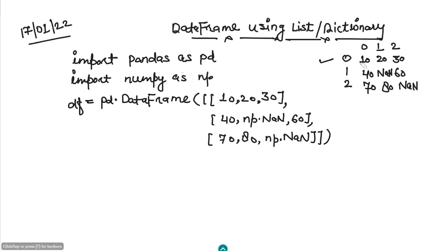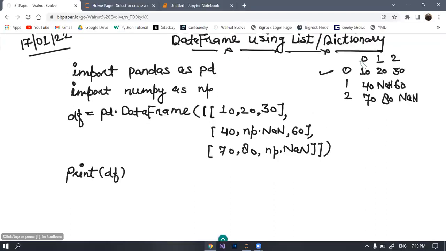So this is our data frame. And after this, print the entire data frame using the print function, df. Okay, so this is a very simple method by which we can create a data frame which contains some null values like that, right? So now implement it in your practical session. Let's do it.